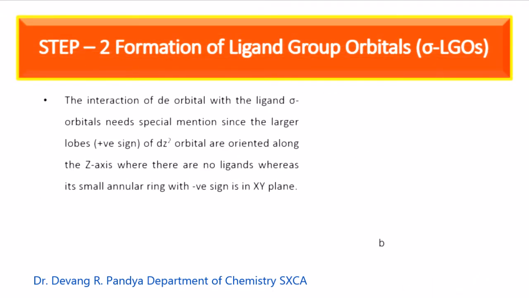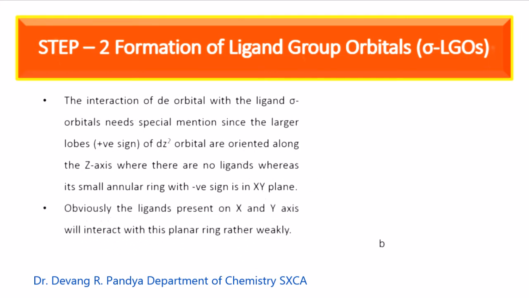Now the interaction of this d orbital with the ligand sigma orbital needs special mention, since the larger lobes, that is the positive lobe of dz square, are oriented along the z axis where there is no ligand. Ligands 5 and 6 are missing compared to octahedral geometry, whereas its smaller angular ring with negative sign is in the x and y plane.